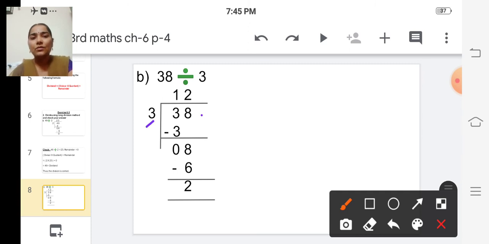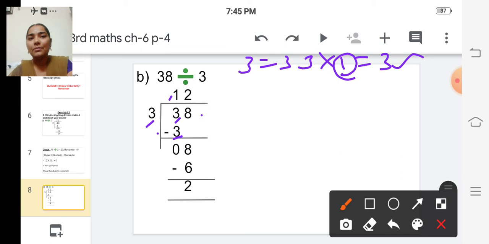Okay. So consider the first digit of the dividend. So 3 is equal to 3. So we can divide. How many times? One time, isn't it? So 3 ones are 3. So you have to write 1 in the quotient and write this 3 here and subtract. 3 minus 3 is 0, and bring down this 8 here.